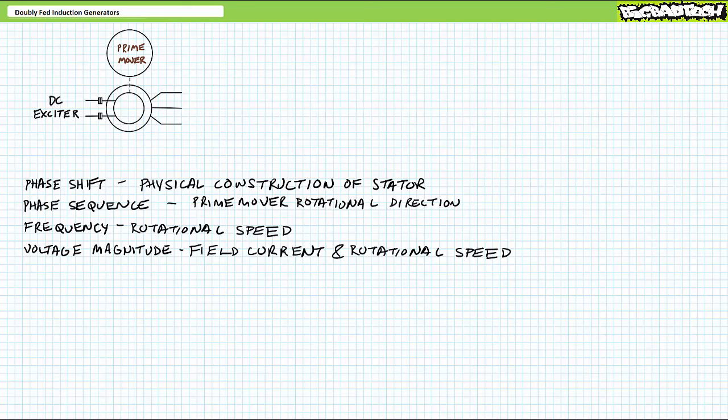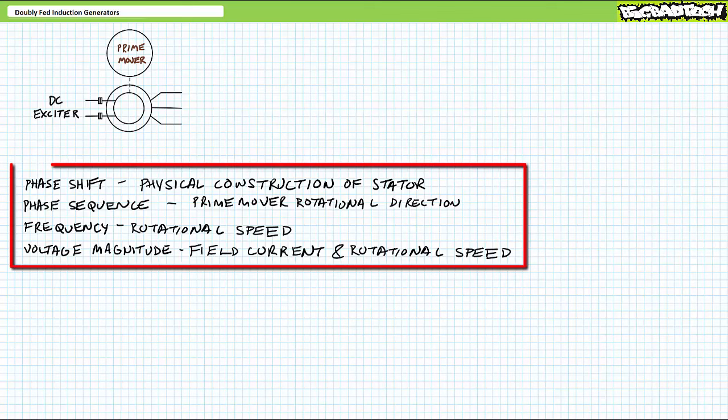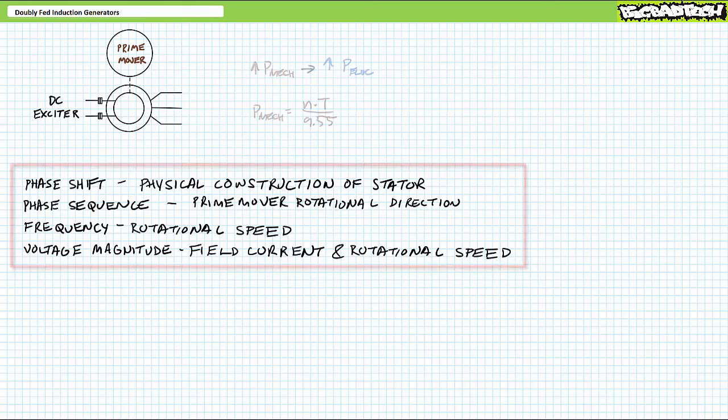The properties of the resultant output voltage generated on the stator windings of a synchronous generator are related to inputs in the following manner. The physical construction of the stator windings influences phase shift. The rotational direction of the prime mover influences phase sequence. Field current magnitude influences voltage magnitude. And finally, prime mover rotational speed influences both frequency and voltage magnitude.